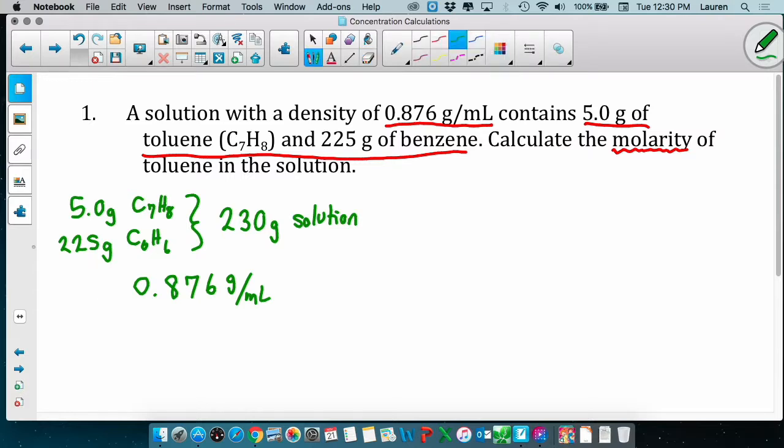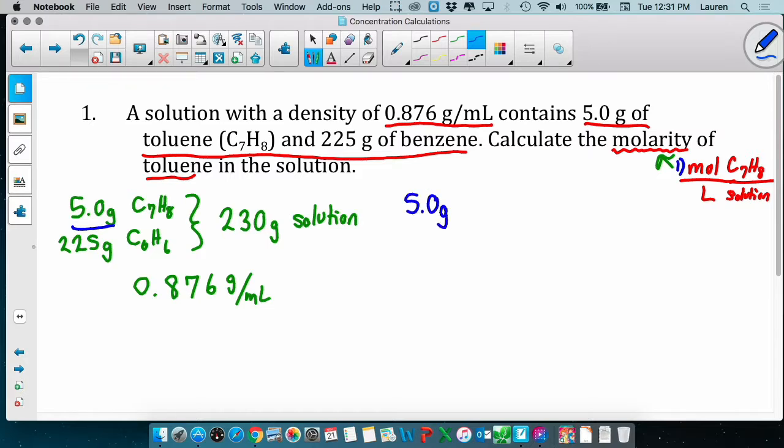Okay, and of course we're looking for the molarity, which is the moles over the liters, specifically the moles of toluene, so the moles of C7H8 over the liters of solution. Okay, so these are the two things that we have to figure out. I'm going to go ahead and start with figuring out our moles of toluene, okay? So we know how many grams of toluene we have. We know that we have 5.0 grams of the C7H8.